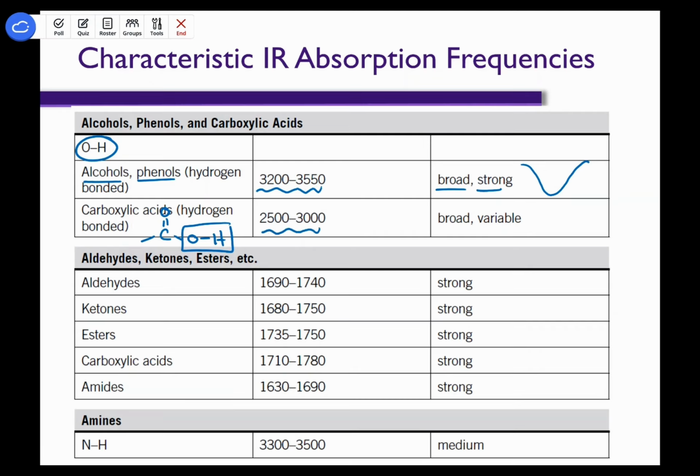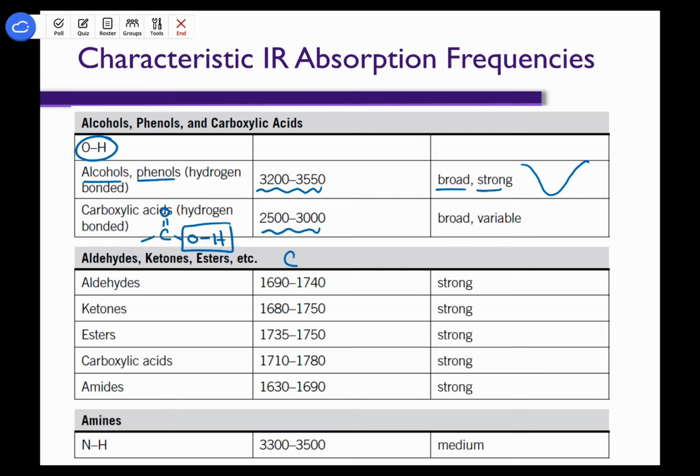So around 2500 to 3000 wave numbers. Again, you don't have to memorize this, but we want to be able to use this table, and we have a whole bunch of examples we're going to go through, and we want to be able to come up with reasons for these patterns in a moment.